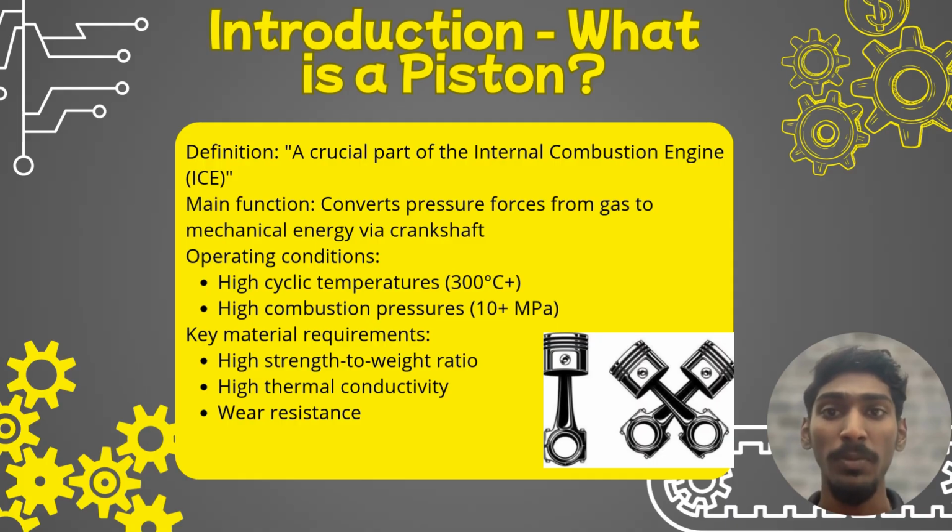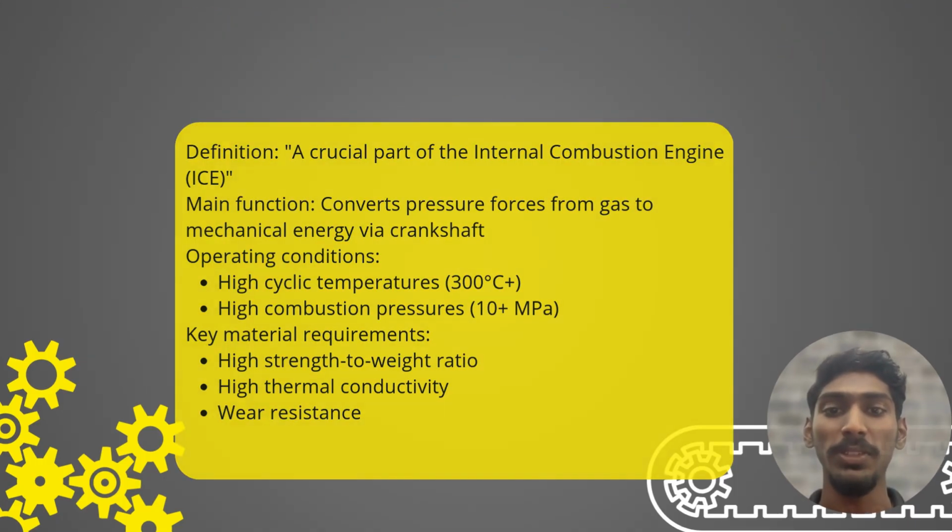Why is it so important? Pistons operate under extremely harsh conditions. They experience high cycle temperatures exceeding 300 degrees Celsius, high combustion pressure over 10 megapascals in modern diesel engines, and constant motion, moving up and down thousands of times per minute. Because of these extreme conditions, pistons must be made from special materials. Modern pistons are made from aluminum silicon alloys instead of cast iron because they are lighter, reducing engine weight and improving fuel efficiency; stronger, with a high strength to weight ratio; better at conducting heat, preventing overheating; and more wear resistant.